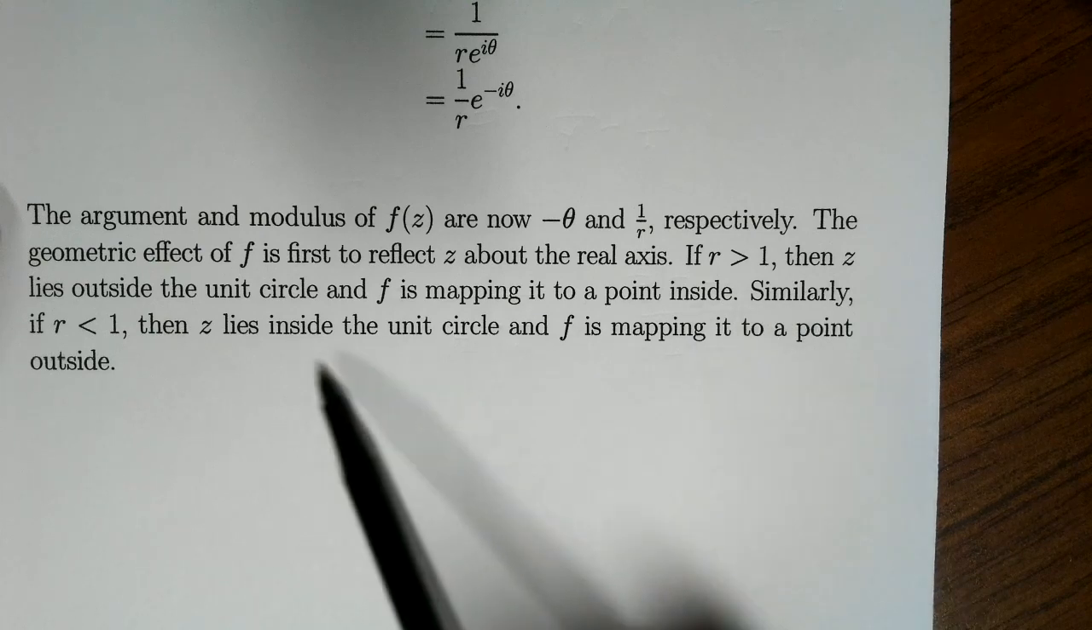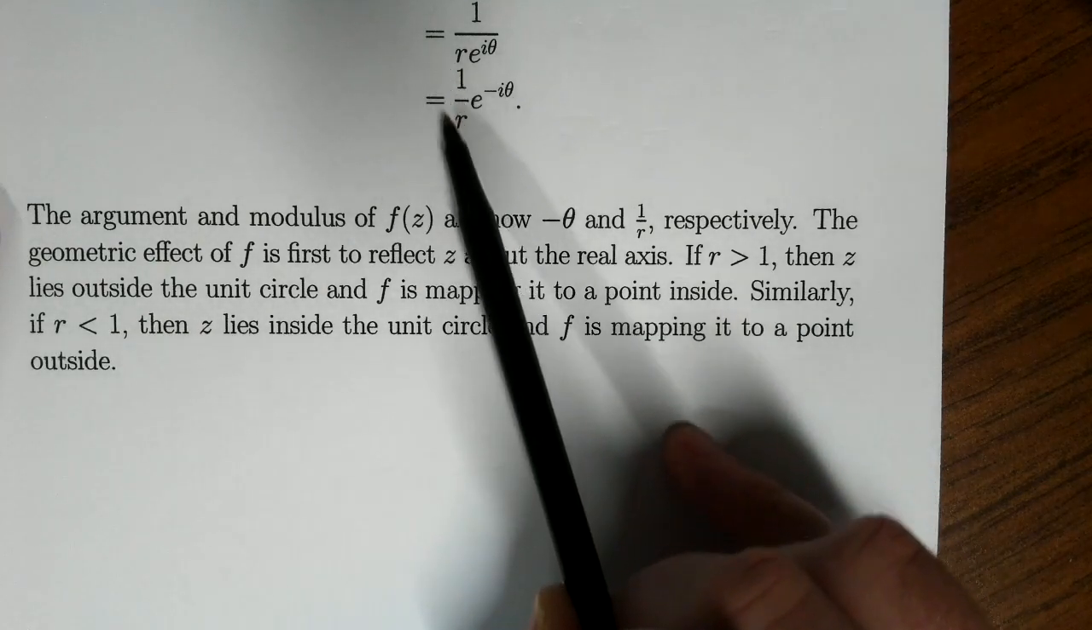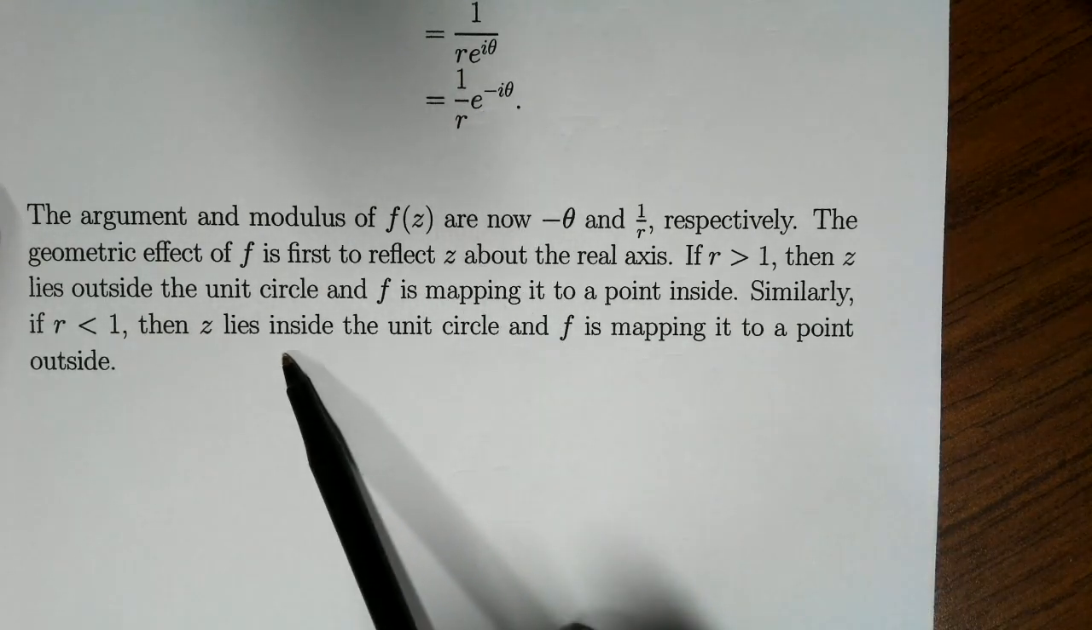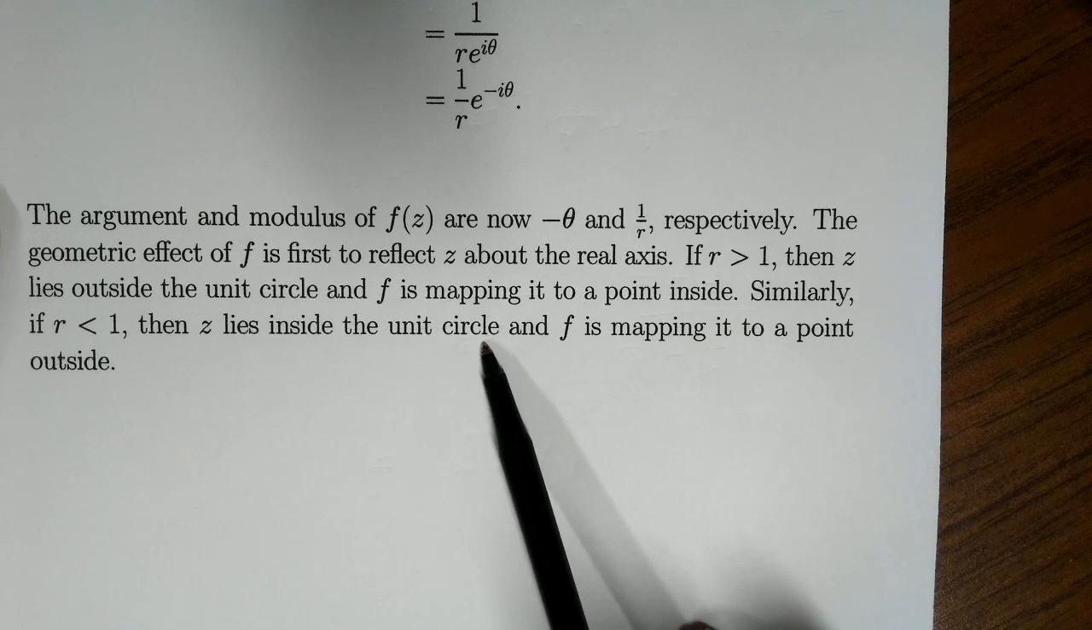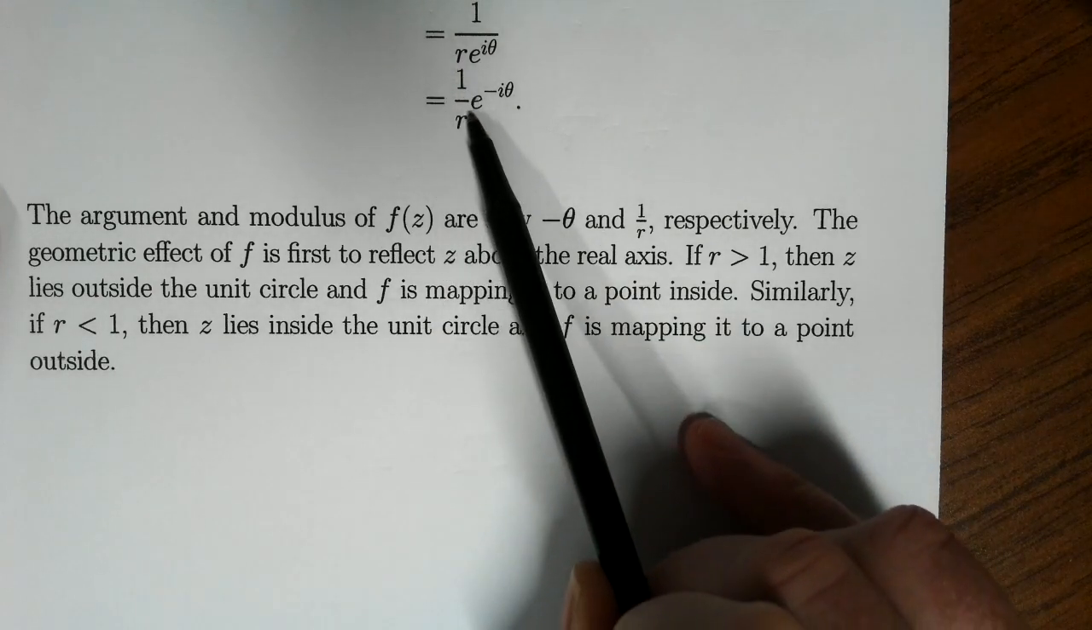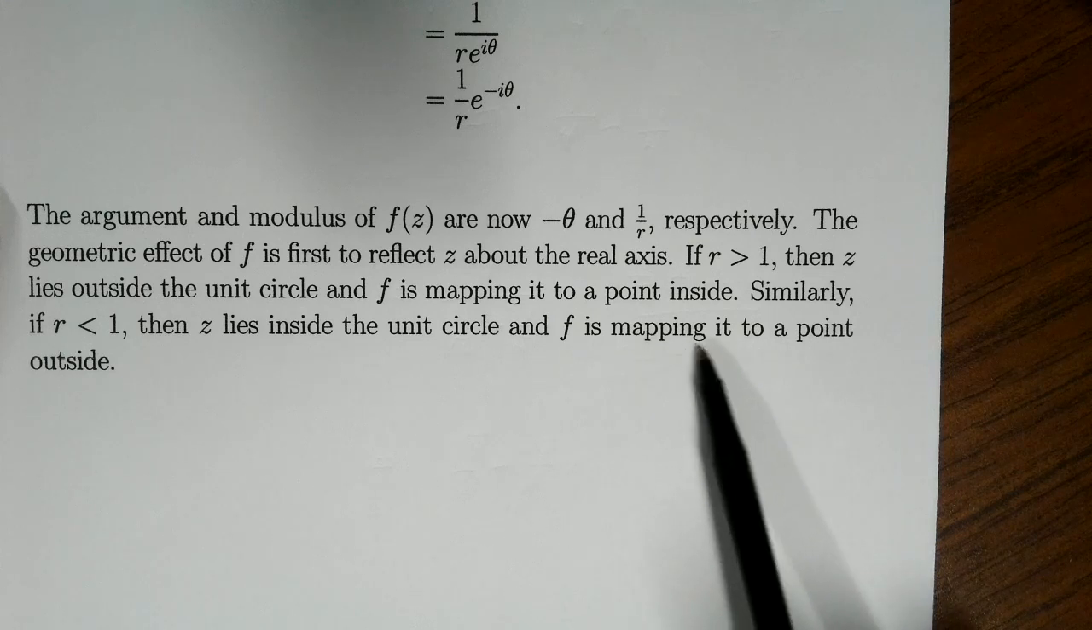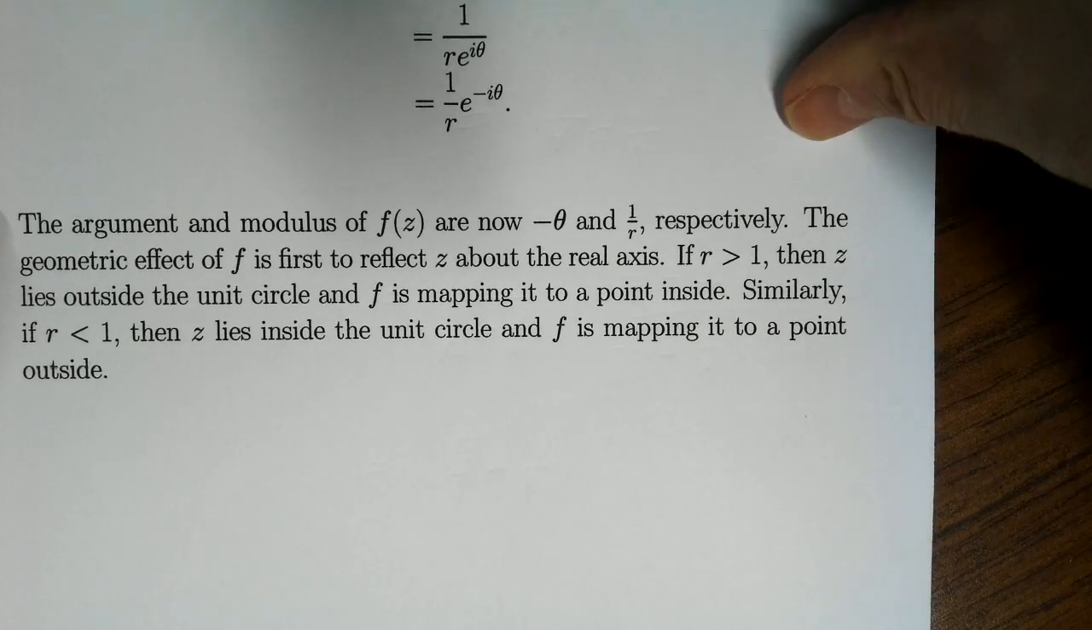Now, on the other hand, suppose that r is less than 1, like r is a half or something like that. Then z lies inside the unit circle, and then 1 over r would be greater than 1, so f is mapping it to a point outside the unit circle.